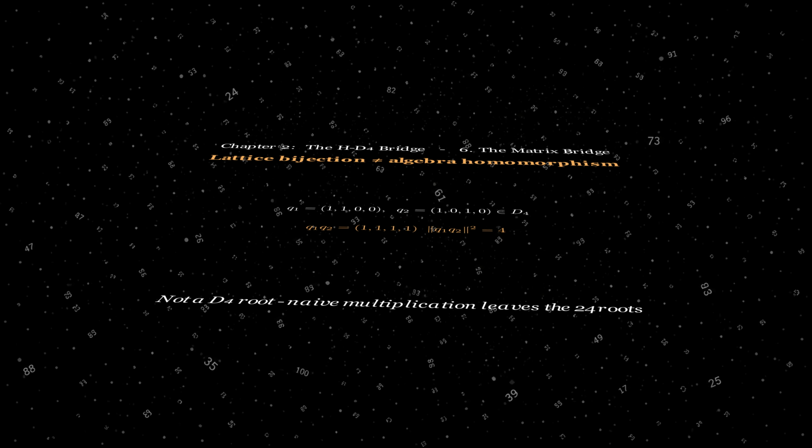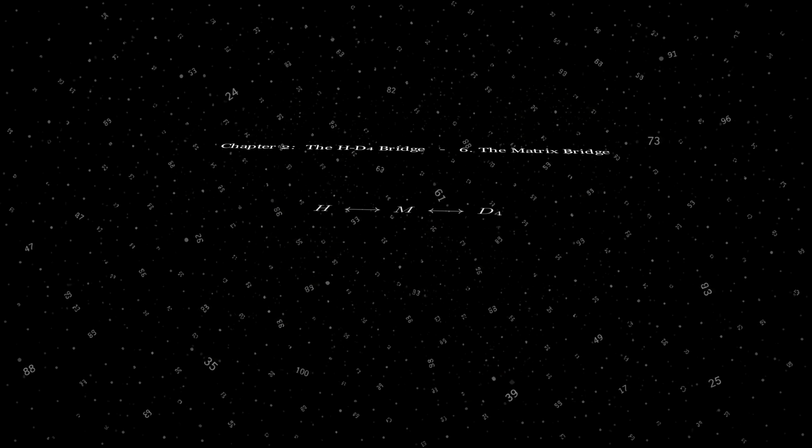And this distinction will become crucial, because our next question is no longer, how do we map the lattices? We already know the answer. The next question is, what happens to multiplication under this map? That is where the story becomes much more interesting.